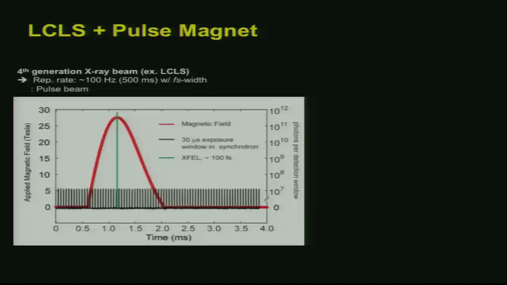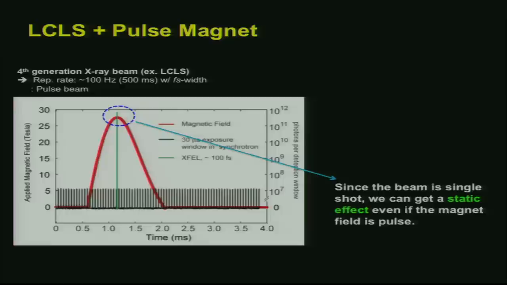But your magnet is also a pulse magnet. When you synchronize, there are two pulses. At this point, it's no more pulse effect, it's a static effect. But using the DC magnet, we cannot generate that kind of science, because a DC magnet cannot reach up to 30 Tesla right now. But using the pulse magnet technique, we can easily generate more than 30 Tesla.